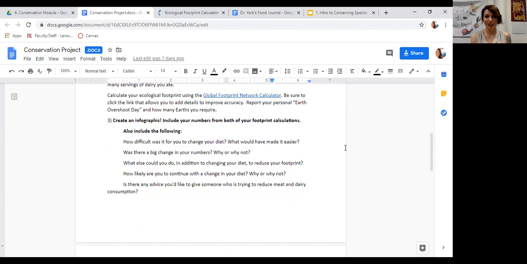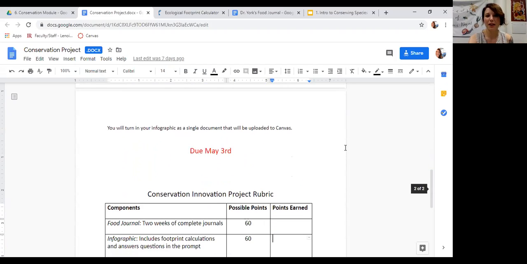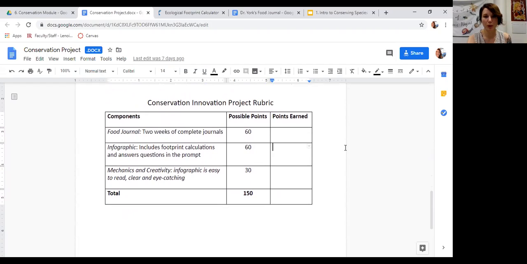But I want you to answer these questions in your infographic, in addition to including the numbers from your calculation. So how difficult was it for you, what would have made it easier, did it change your numbers, why or why not, what else could you do in addition to your diet, what advice would you give someone who's trying to reduce meat and dairy? And then at the bottom, so this is going to be due May 3rd, you have your rubric to show you exactly how I'm going to be grading this assignment.